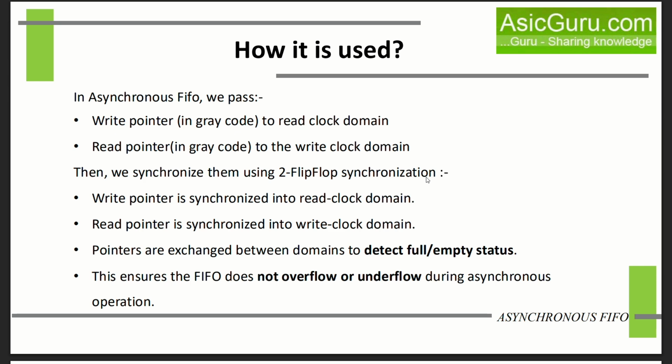Now let's see how it is working. In asynchronous FIFO, we pass the write pointer in gray code to the read clock domain and the read pointer in gray code to the write clock domain. Then we synchronize them using two flip-flop synchronization. The write pointer is synchronized into the read clock domain and the read pointer is synchronized into the write clock domain.